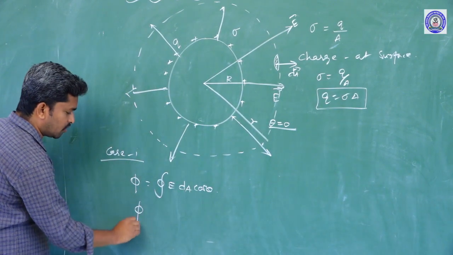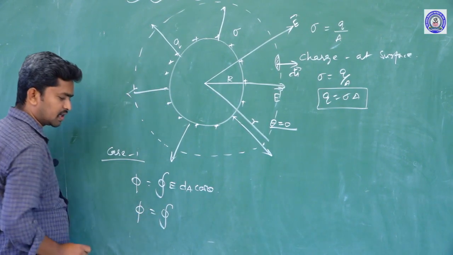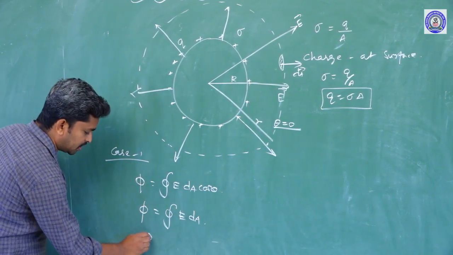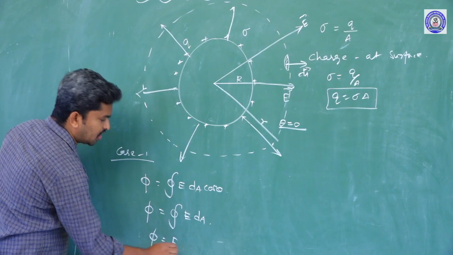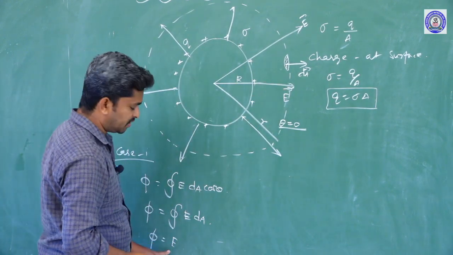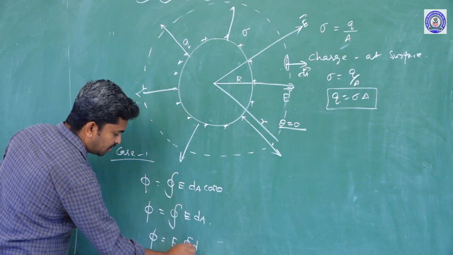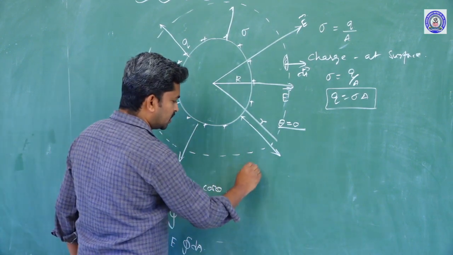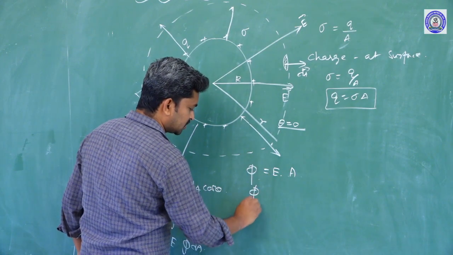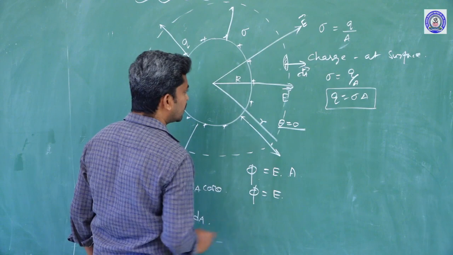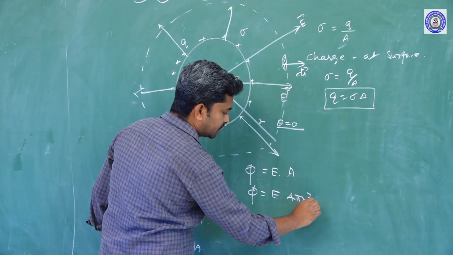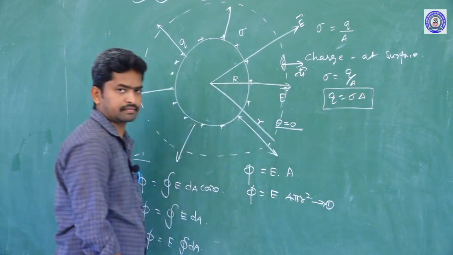So phi is equal to the closed surface integral of E dA, and E is constant for every point on the Gaussian surface, which means uniform. So phi is equal to E times the closed surface integral of dA, so phi is equal to E into A, the area of the Gaussian surface, 4 pi r squared. This is equation number 1.